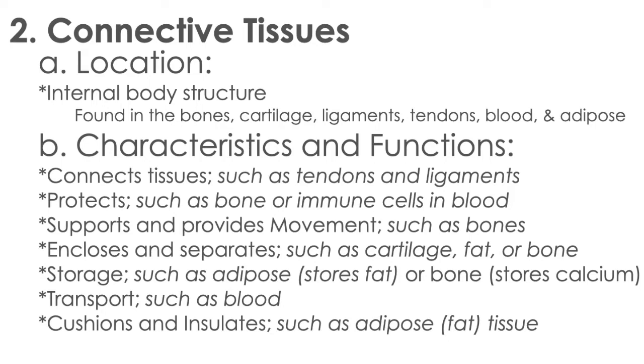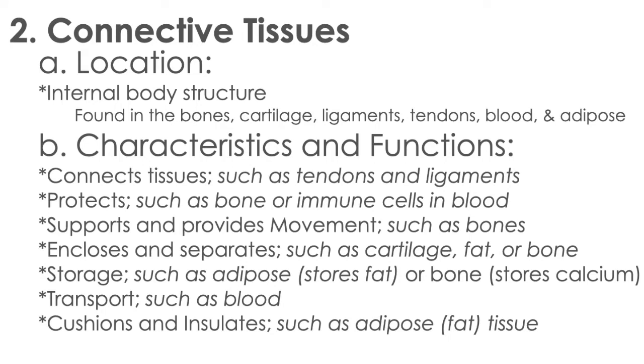Now, some characteristics and functions describe connective tissues, as we said, tendons and ligaments. It's going to connect tissues together. It can protect, such as the bone, the ribs, protects the heart and lungs. The vertebrae protects the spinal cord. But we also have protection coming from the white blood cells, the immune cells in the blood. Then we have support, providing movement, specifically in bones. We have cartilage, fat, and bone, which encloses and separates.